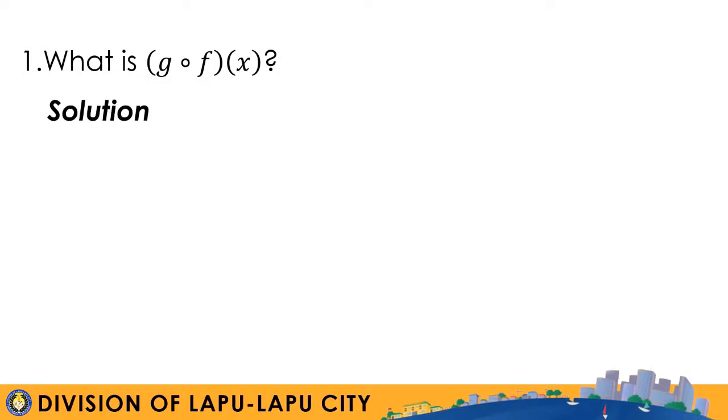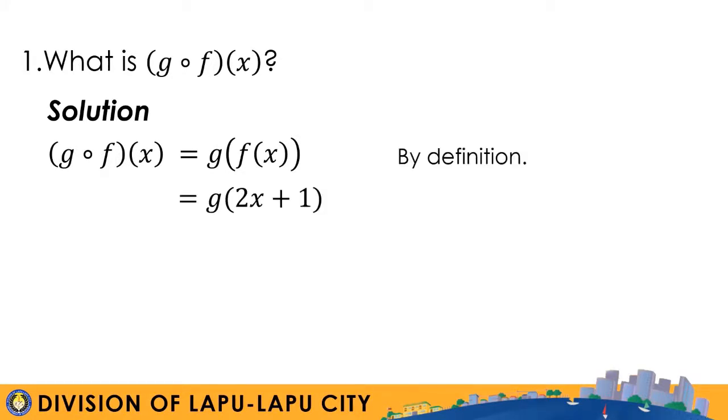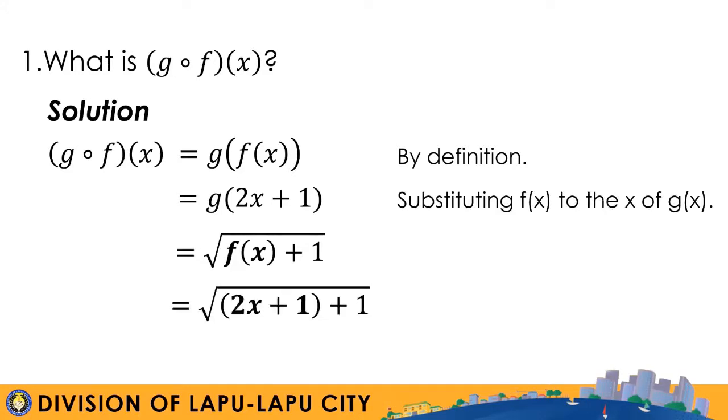Solution. G composed of f of x is equal to g of f of x, by definition. Next is to substitute f of x to the x of g of x. Since g of x is equal to square root of x plus 1, substitute 2x plus 1 to function g's x. Then we have square root of 2x plus 1 plus 1.